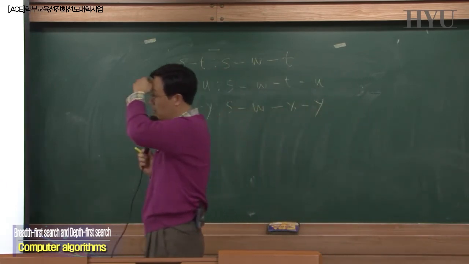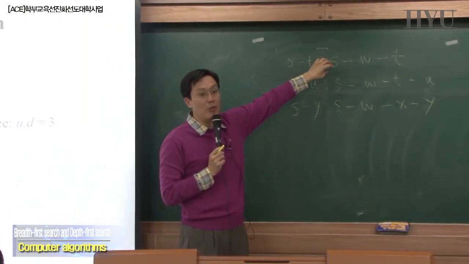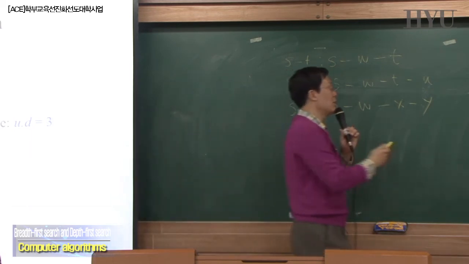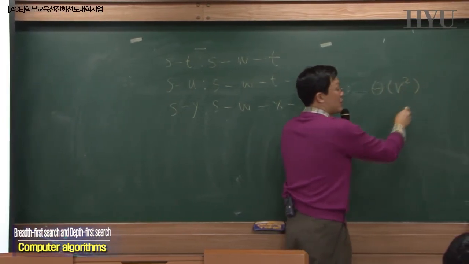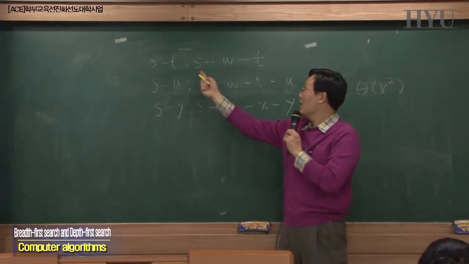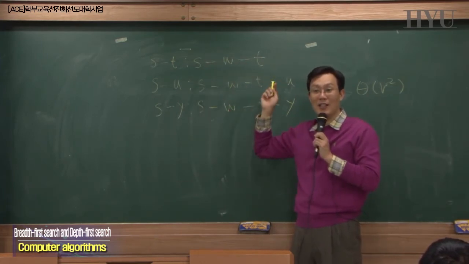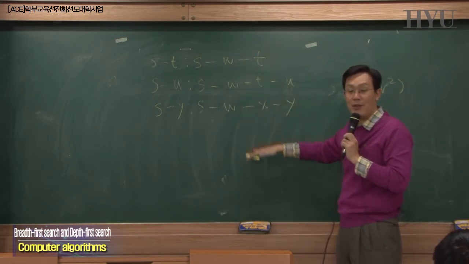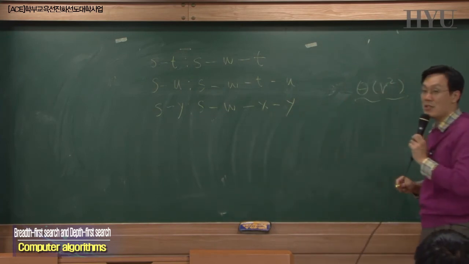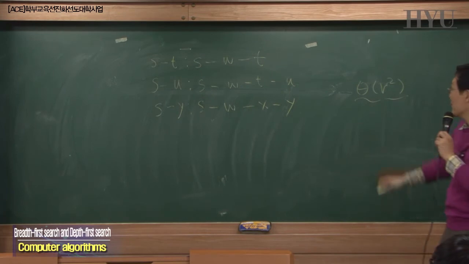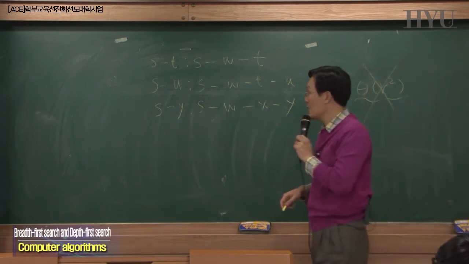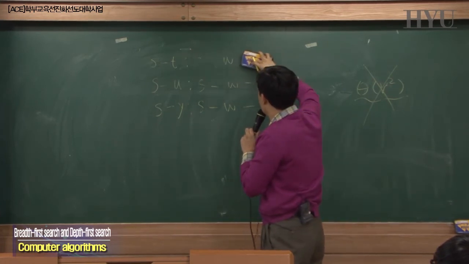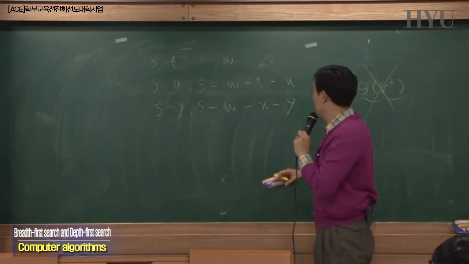Okay. So if we enumerate shortest paths in this way, then we need theta of V squared space. Because each shortest path can contain V vertices. So there are V shortest paths, so the space consumption is theta V squared. That's too much. Instead, we store only the predecessor.